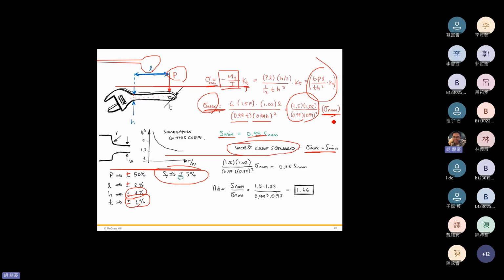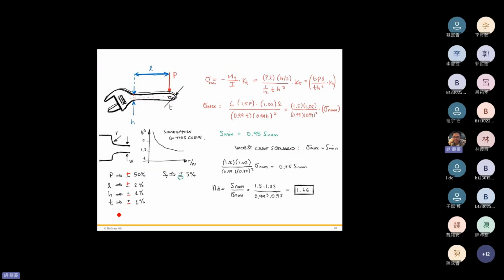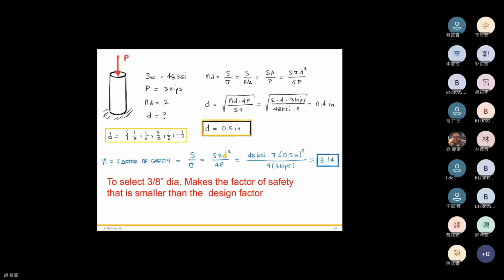Okay, and the maximum stress right here, and the minimum stress. And we figure out the ratio between the S nominal divided by the sigma nominal, and the design vector equals 1.66. Okay, 1.66.